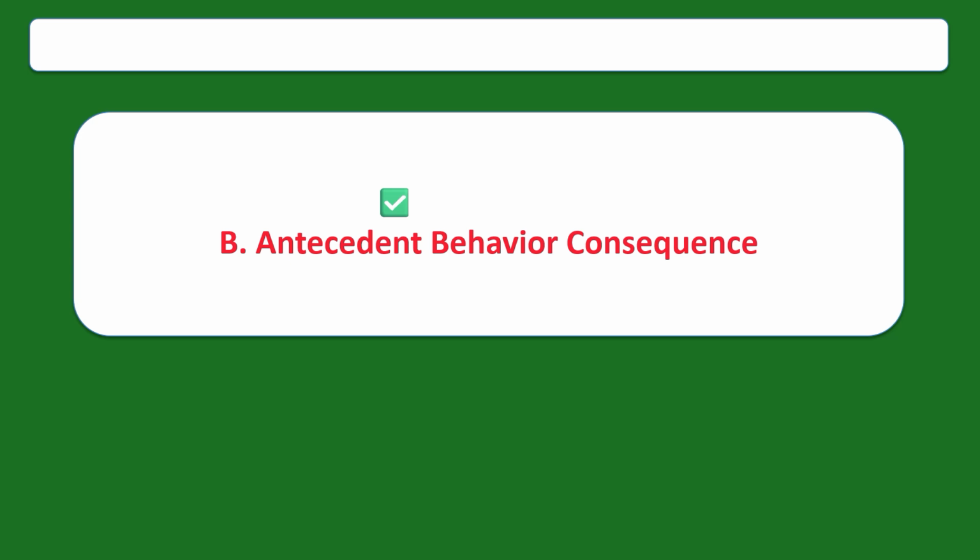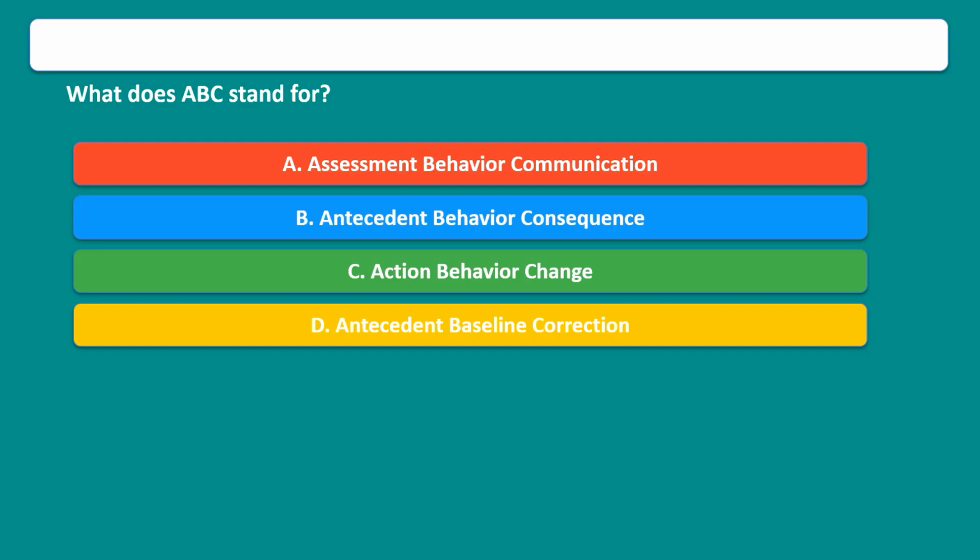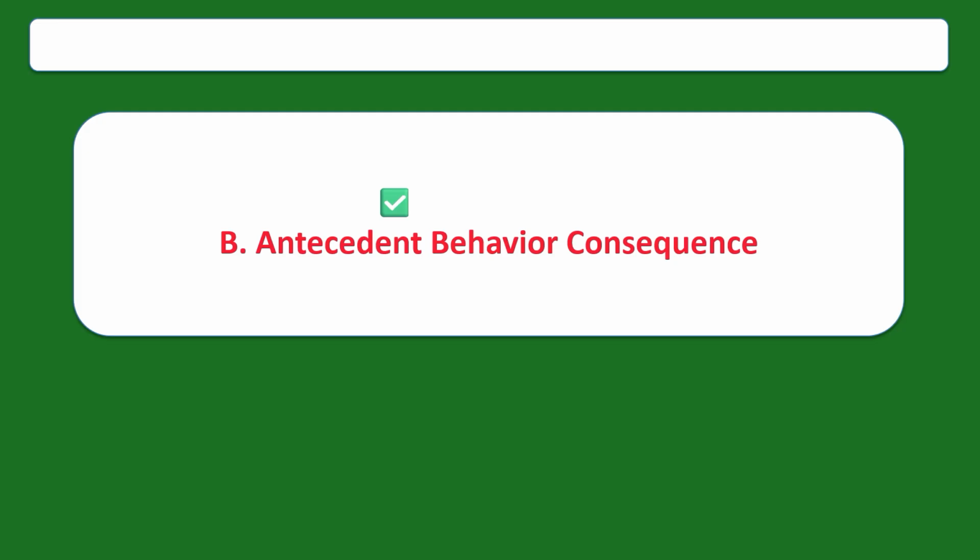Question 4. What does ABC stand for? A. Assessment Behavior Communication. B. Antecedent Behavior Consequence. C. Action Behavior Change. D. Antecedent Baseline Correction. Pause. Answer. The correct answer is B. Antecedent Behavior Consequence. The antecedent happens first, followed by the behavior, and then the consequence.